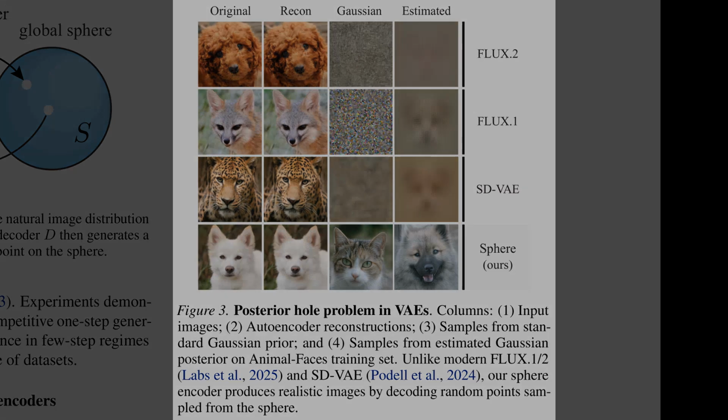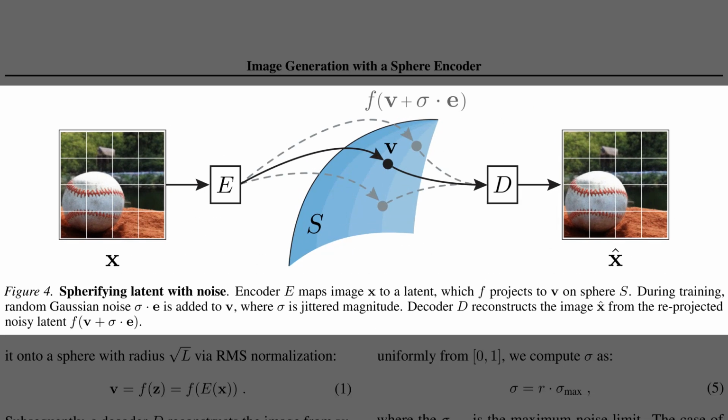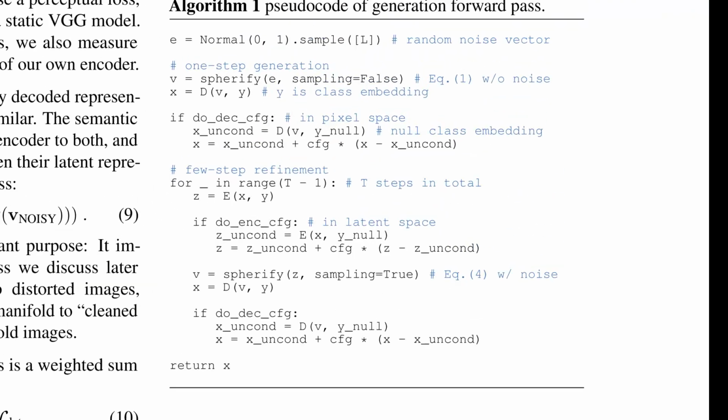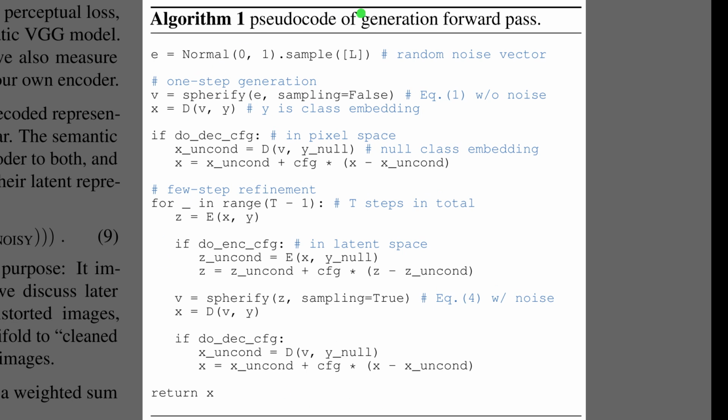Moving to the specific mechanism for achieving this uniformity, Figure 4 illustrates the noise injection process used during training. First, the encoder maps an input image, like the baseball on the left, to a precise point V on the latent sphere S. To prevent the model from just memorizing isolated points, the system adds random Gaussian noise, shown by the dashed lines deviating from the center point. The decoder is then forced to reconstruct the original image from these perturbed, noisy locations. This strategy is essential because it smooths the latent space, ensuring that even random points sampled between training examples decode into coherent images.